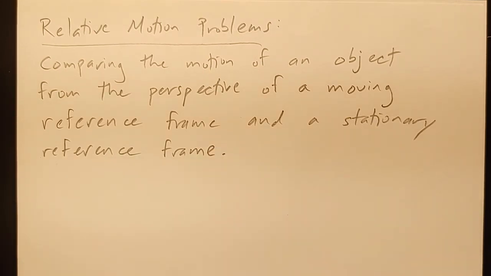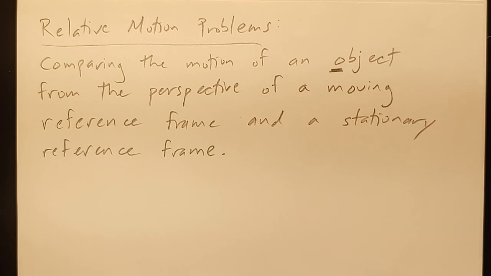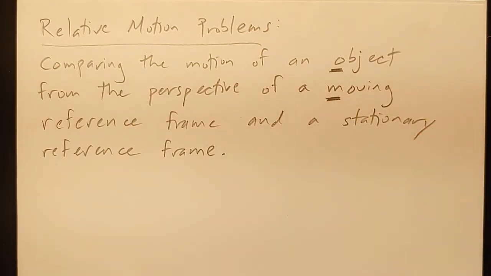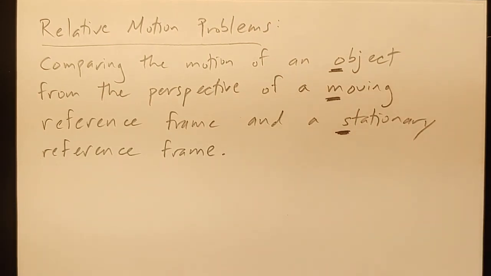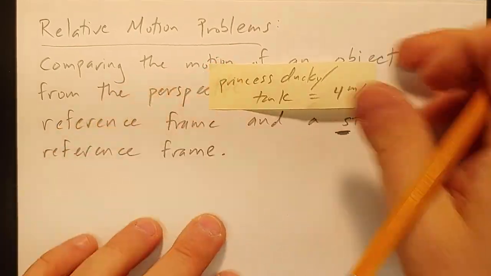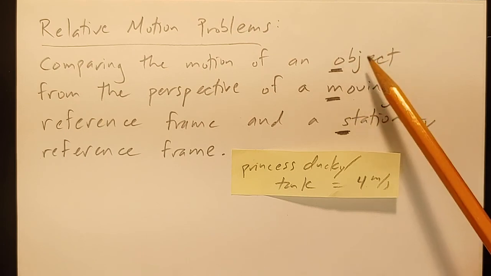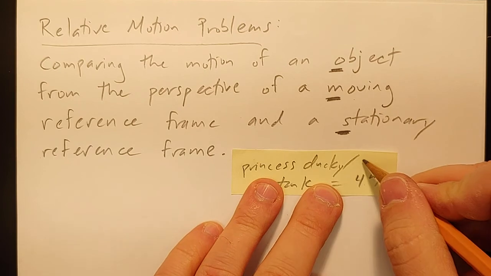And so since I need my little subscripts, let's use O for the object just in general. That would be Princess Ducky and her tank in this case. We'll have the moving frame, which will be the moving walkway, the people mover in this one. And we'll just use S for the stationary frame, which was the ground in this particular problem. So like Princess Ducky, how fast her tank could go, when we said 4 meters per second, that's how fast the object, Princess Ducky's tank, was able to move relative to the moving frame. So that would be VOM.